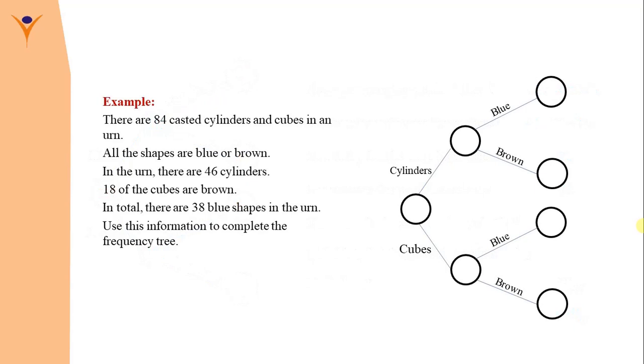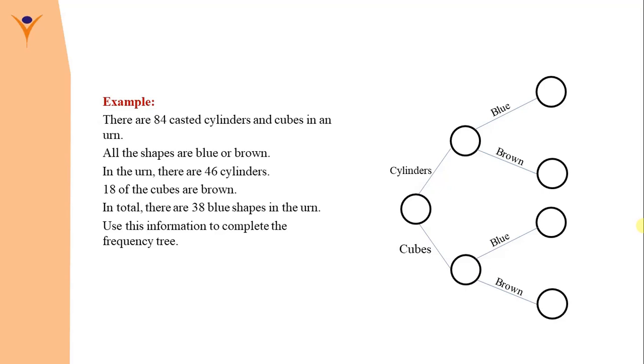Now look at this one. Now it's possible sometimes for the question to be given in words, as we have here. This one says there are 84 cylinders and cubes in an urn. An urn is a kind of bag. It says all the shapes are blue or brown. Again, it says in the urn there are 46 cylinders, and then it says 18 of the cubes are brown, and then it says in total there are 38 blue shapes in the urn. Use this information to complete the frequency table.